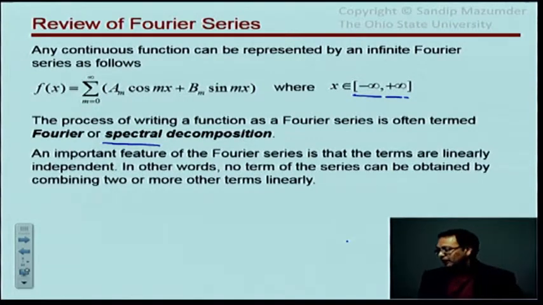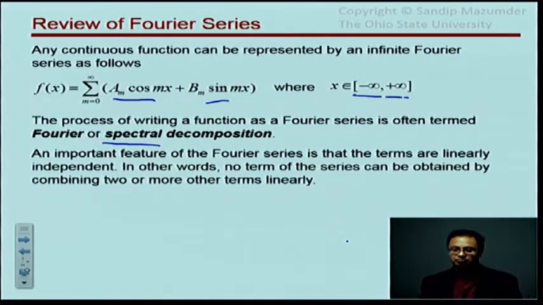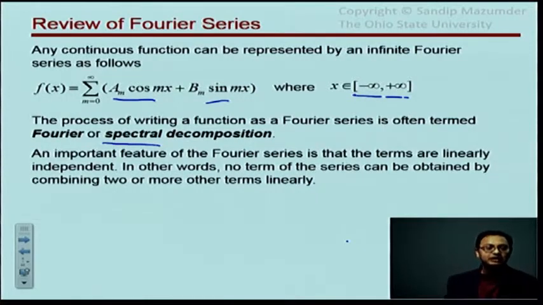Now, one of the important features of the Fourier series is that the terms are linearly independent. In other words, if I take the first term of this series and the second term of this series, I cannot linearly combine them to produce the third term. No, that's impossible. Okay, they are by definition independent of each other.